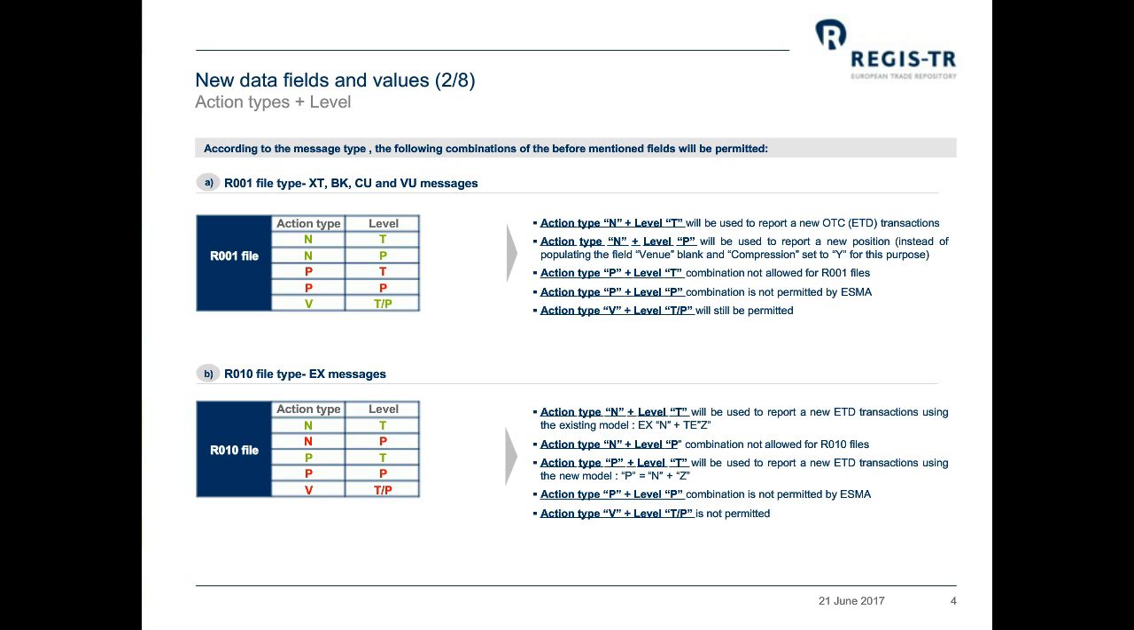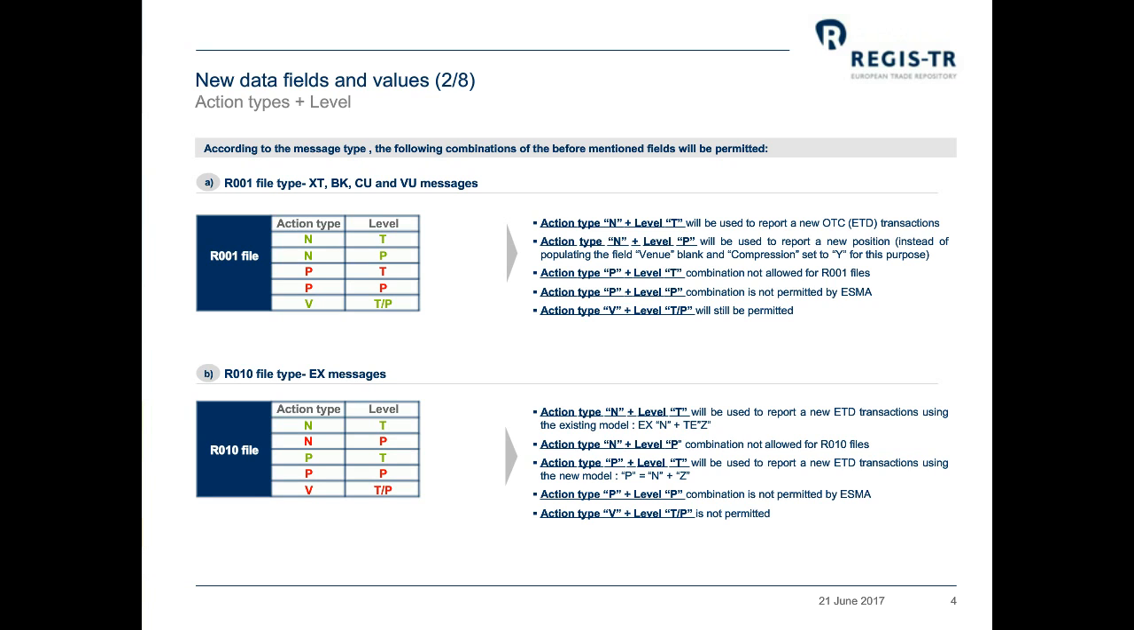The action type P is not permitted in the R001 file in any of its combinations. Not combined with the level T, as action type P is exclusively used as a simpler way to report ETD transactions and its compression, and should therefore only be used in R010 files. And not combined with the level P, because ESMA does not permit it.